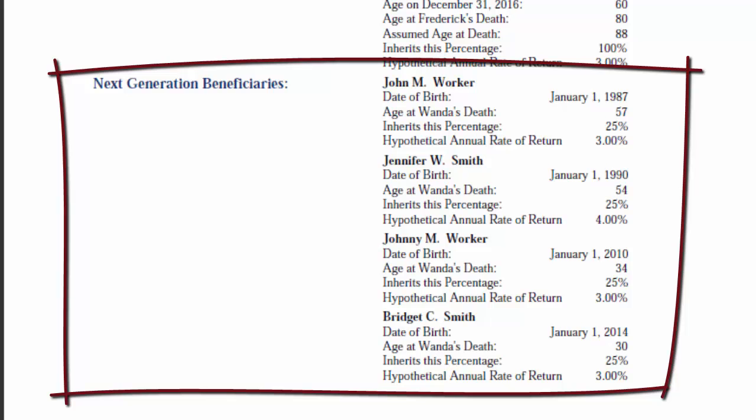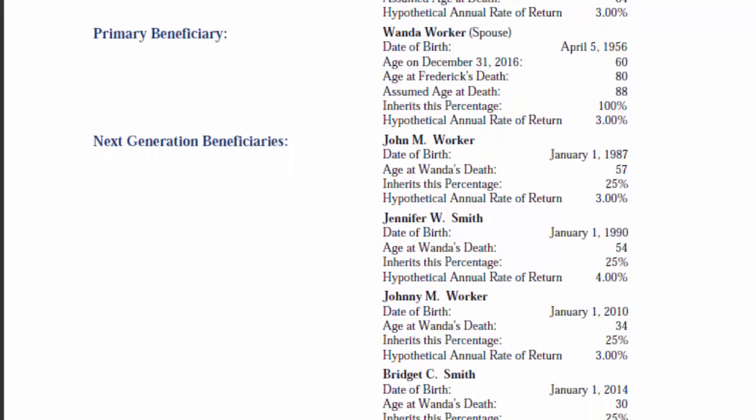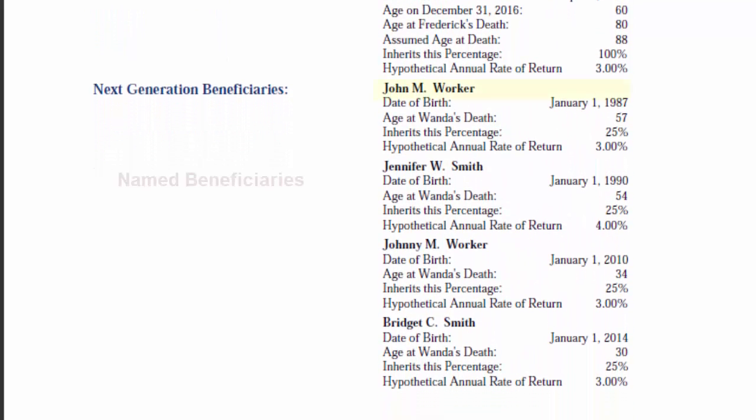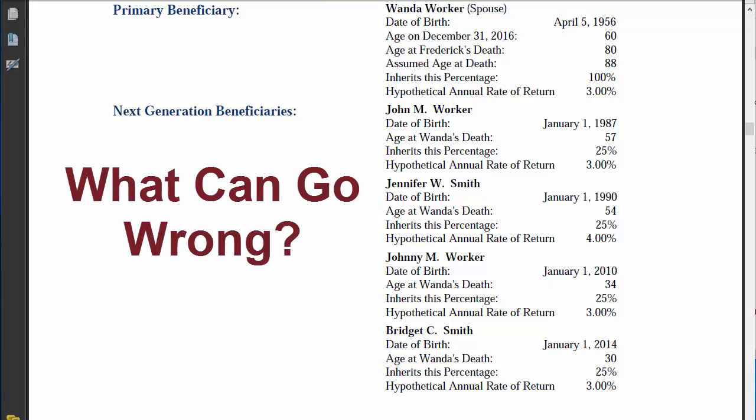You've got John, the son. You have the date of birth. For this to work, each one of these beneficiaries needs to be named. You need to have on the beneficiary form the person's name, their date of birth, social security number, usually the address, and other information that will unequivocally identify this beneficiary. So we've discussed the beneficiaries.